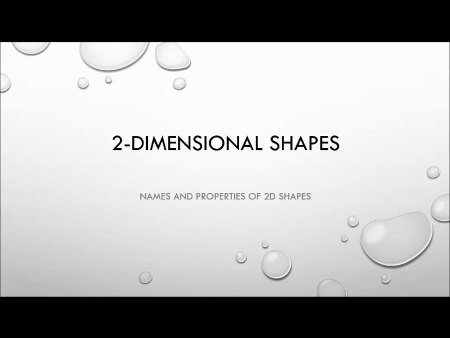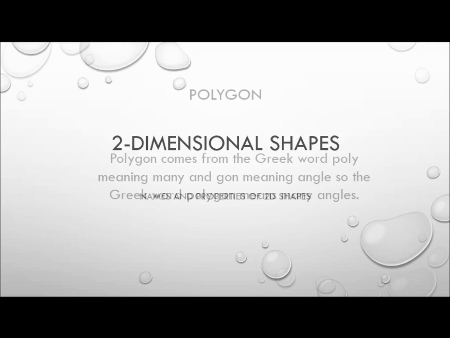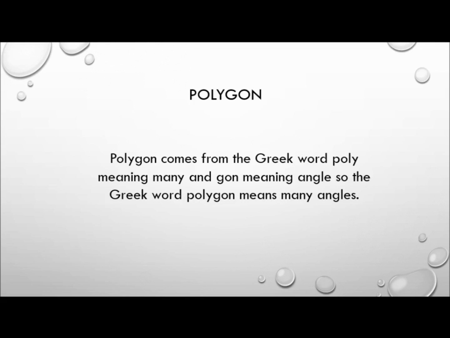Hello and welcome to another GCSE revision video, and in this video we're going to be looking at the names and properties of two-dimensional shapes. Now the word polygon has absolutely nothing to do with a missing parrot. Polygon comes from the Greek word poly, meaning many, and gon, meaning angle. So the Greek word polygon means many angles.